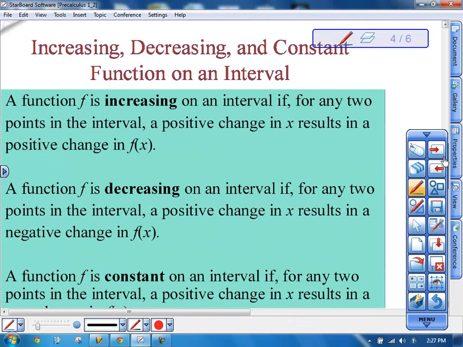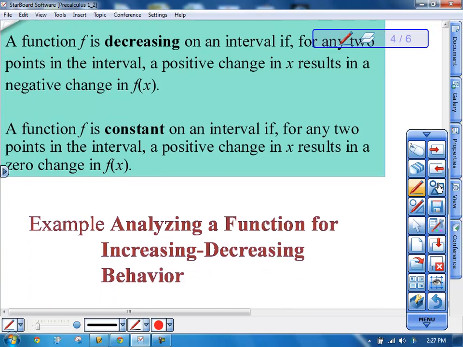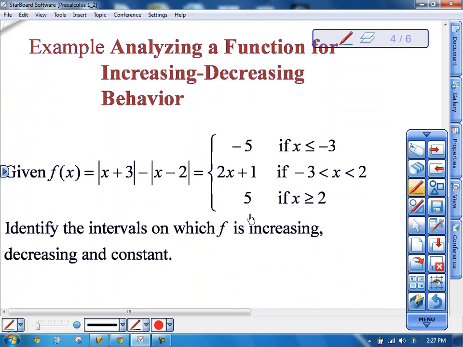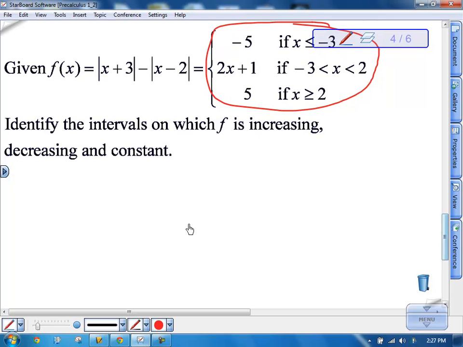All right, so I'm going to ask you guys to do problems like that in web work. I'm also going to ask you guys to look at piecewise functions. Okay, here's an example of a piecewise function right here. And we can identify the intervals in which f is increasing, decreasing, or constant based on this. So let's graph this real quick.